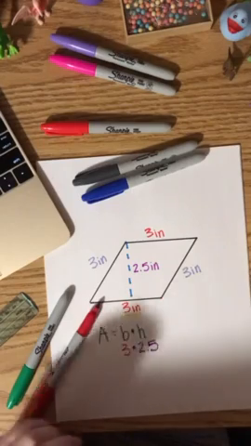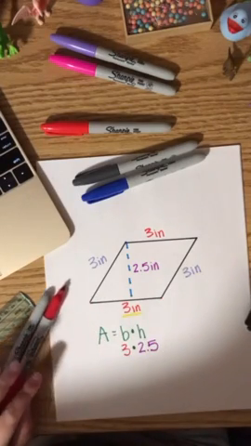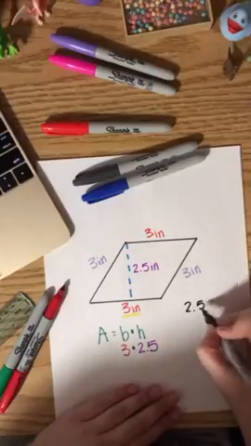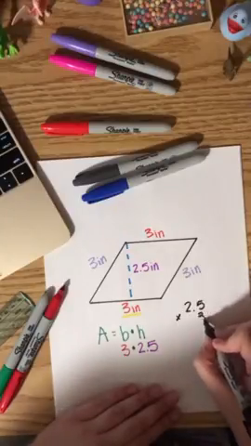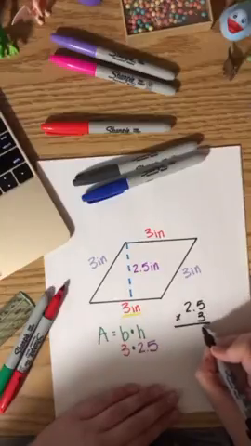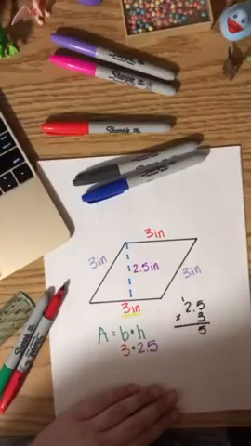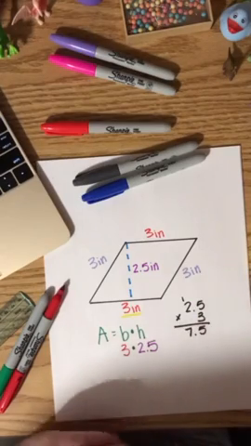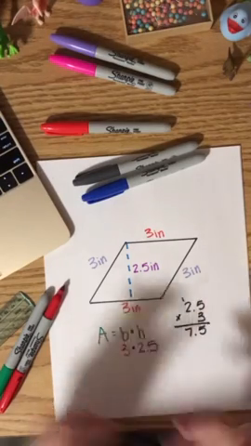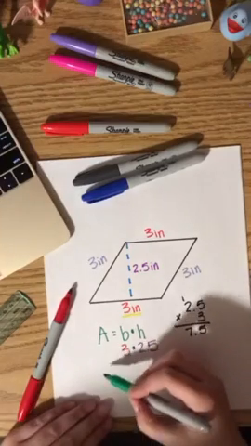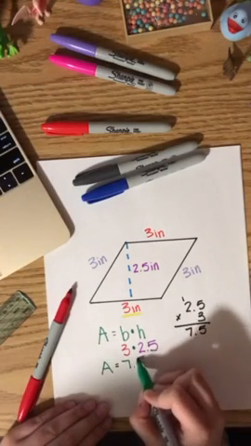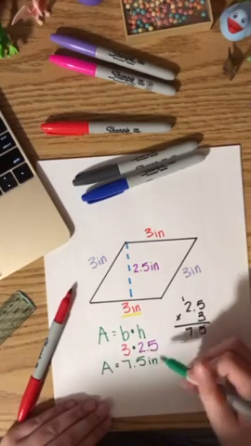Now, if you don't know how to do this off the top of your head, you can go ahead and do your work off to the side. So you can do 2.5 times 3. 5 times 3 is 15. Carry that over. 3 times 2 is 6, plus 1 is 7. Don't forget your decimal. So the area of this parallelogram will be 7.5 inches squared.